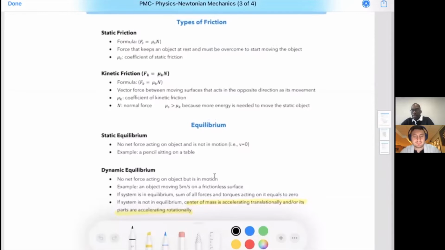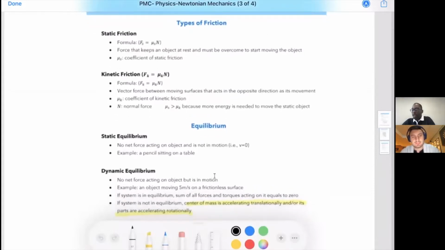Right. And then kinetic friction would be sort of like a dynamic frictional force, right? Something that opposes the direction of an object's motion, right? That makes sense? Yeah. So is that the friction that takes place when the object's actually in motion for kinetic friction? Correct. Okay, got it.